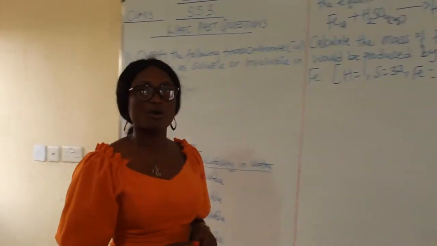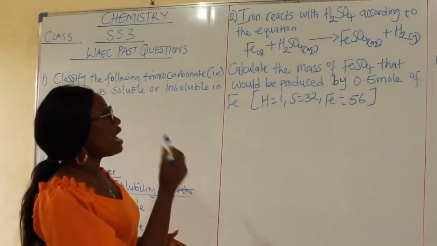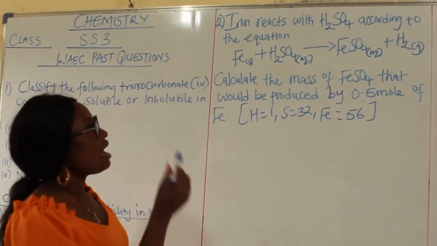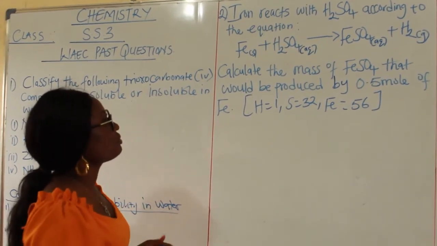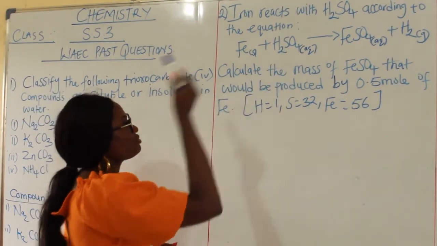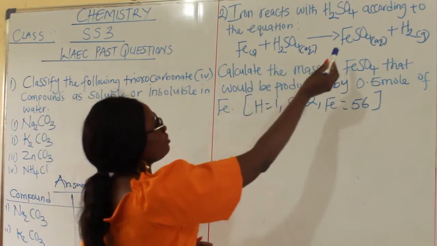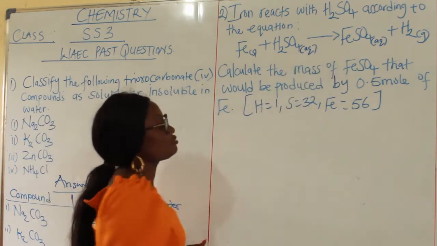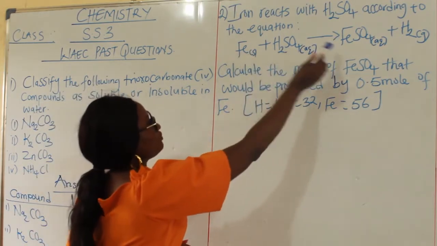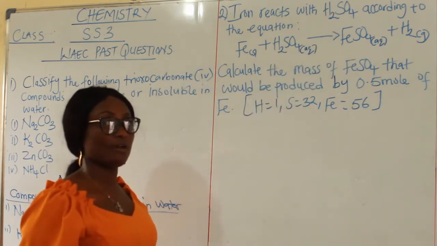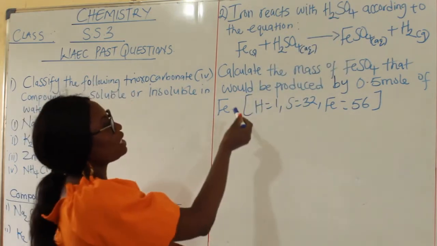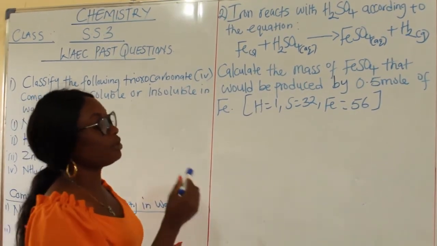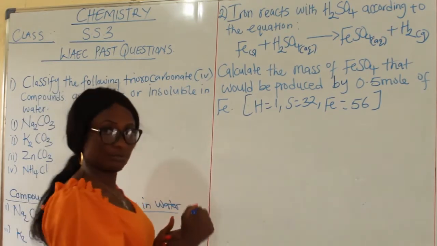Now let us go into the second question. Second question is iron reacts with H2SO4, that's sulfuric acid, according to the equation. So this is the equation. You have iron reacting with sulfuric acid to form iron sulfate and hydrogen gas. Of course you know how this iron sulfate will be formed. These will react with this to form this, and then hydrogen will be liberated from the reaction. Okay, calculate the mass of iron sulfate that will be produced by 0.5 mole of iron.